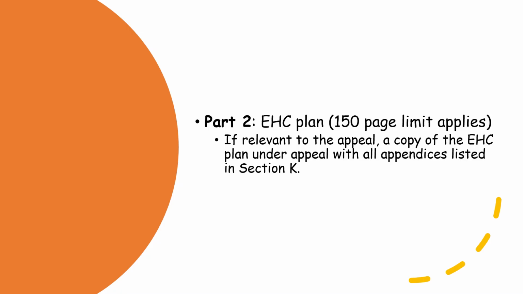Part 2 of the SEND Tribunal Bundle, which will be the EHC plan. This has a 150-page limit, and if relevant to the appeal, a copy of the EHC plan under appeal with all the appendices listed in section K of the EHC plan.